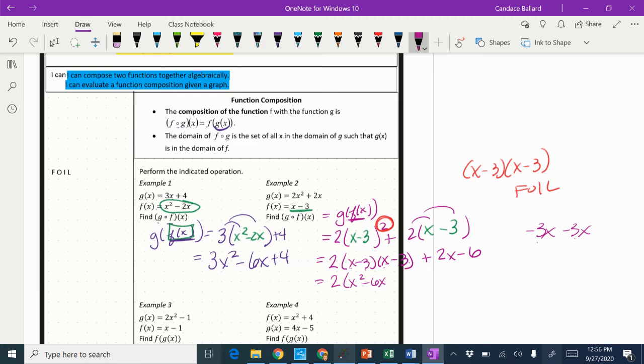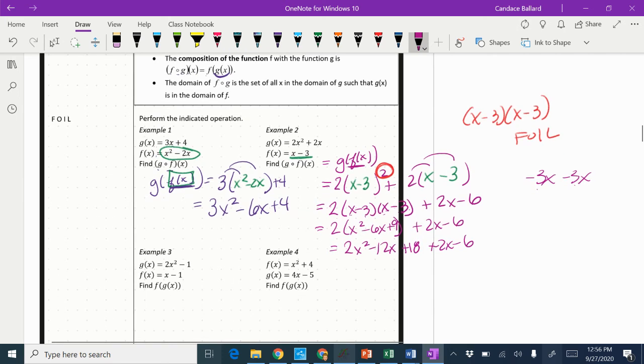So negative 3 times negative 3 is positive 9, plus 2x minus 6. I'm going to distribute that too. So 2x squared minus 12x plus 18 plus 2x minus 6. And then I've got 2x squared, negative 12x and positive 2x is negative 10x. And then 18 minus 6 would be positive 12. All right, let's try a couple more.